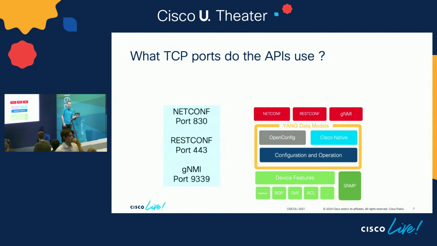So what TCP ports do these APIs use? By default, NETCONF is going to listen on TCP port 830. The REST API, of course, we know REST listens on 80 or 443. And then gNMI, it did have a number assigned to it from IANA, the number authority, within the past couple of years. So it's 9339 is the standard TCP port where you're going to see gNMI listening.